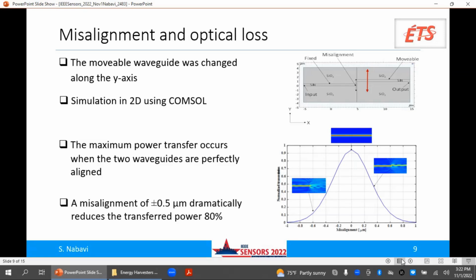However, once we introduce around 500 nanometer misalignment between the fixed and movable waveguide, the transferred power reduces by 80%. So although we have just a 500 nanometer misalignment, 80% of the power is lost.